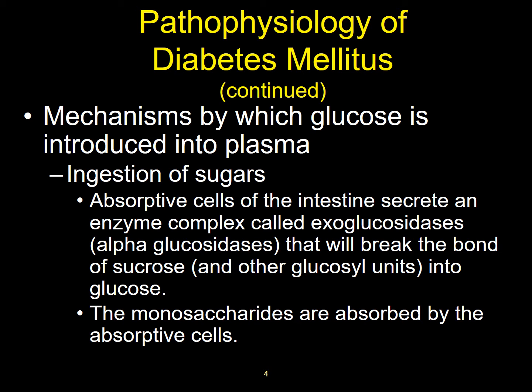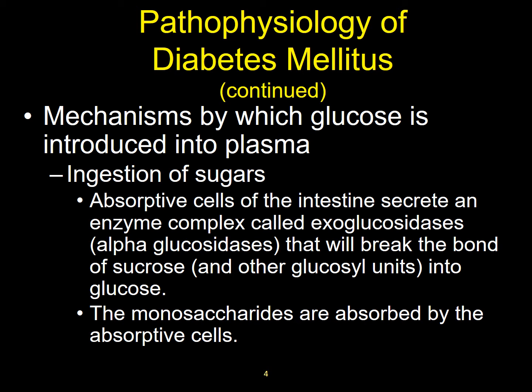Most of the sugars we eat are in more complex form. They're either complex carbohydrates or even just disaccharides, which are two sugar molecules linked together. But when we eat sugars, we don't usually eat pure glucose or pure galactose or pure fructose. We eat sugar in more complex forms because taste is better that way. So when we ingest a sugar, it has to be broken down in the intestine, and the enzymes that break it down are called exoglucosidases. That's the whole big family.